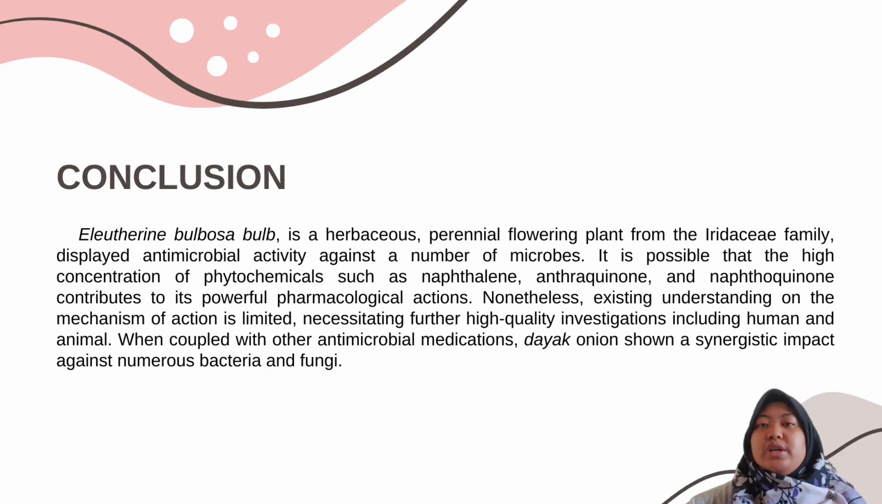In conclusion, Eleutherine bulbosa is a herbaceous perennial flowering plant from the Iridaceae family, displaying antimicrobial activity against a number of microbes. It is possible that a high concentration of phytochemicals such as naphthalene, anthraquinone, and naphthoquinone contributes to its powerful pharmacological action. Nonetheless, existing understanding of the mechanism of action is limited, necessitating further high-quality investigation including human and animal studies. When compared with other antimicrobial medication, Dayak shows a synergistic impact against numerous bacteria and fungi.